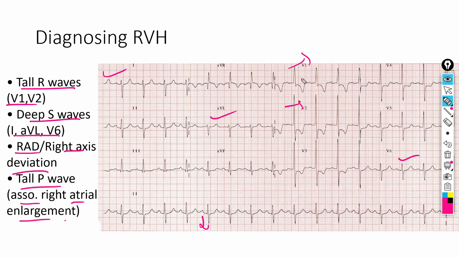In this case, we can also see the ST-T changes, that is ST depression and T wave inversion. This is known as the RV strain pattern. This means that the RV hypertrophy is severe and has a poor prognosis.